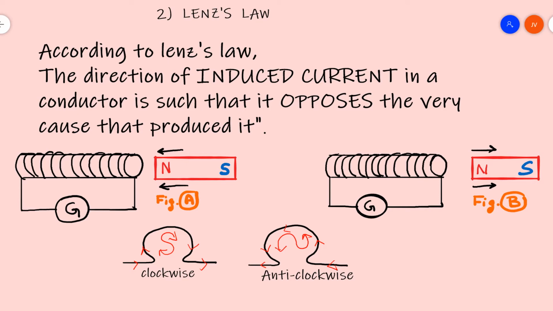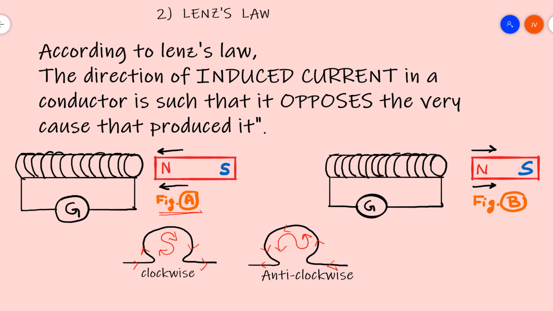Now look into figure A, where a magnet's north pole is moving towards a solenoid which is connected to a galvanometer. The galvanometer is the device that will sense the slightest generation of electric current in the loop or in this coil. So when the north pole moves towards the coil, then according to Lenz's law, the direction of current in this coil or loop should be such that it opposes the very cause that produces it.